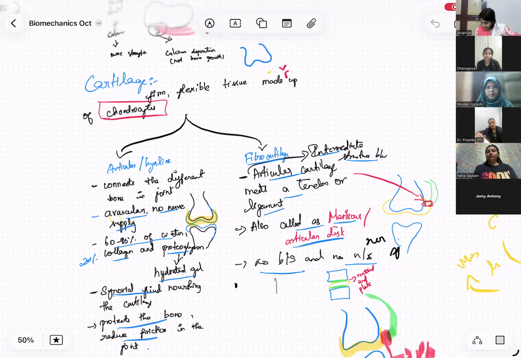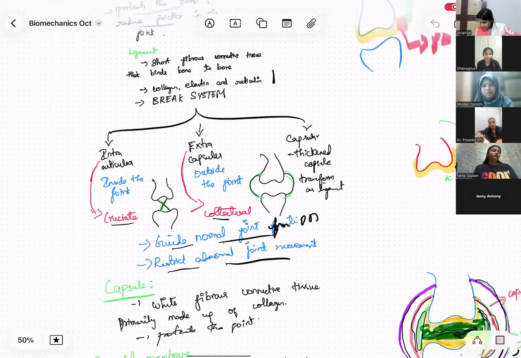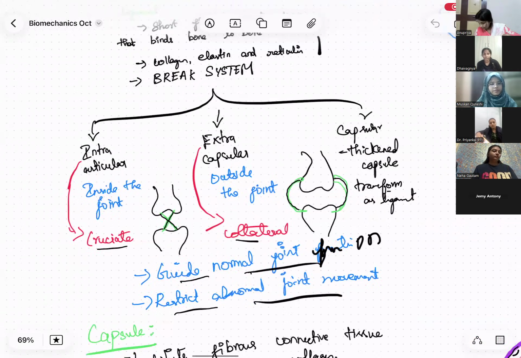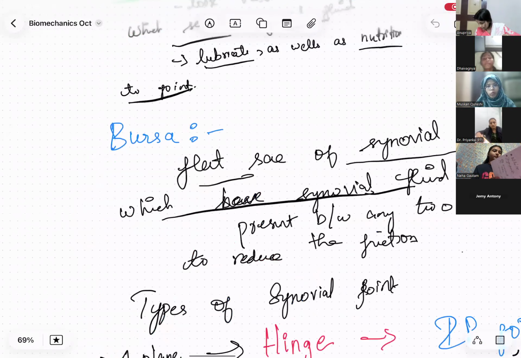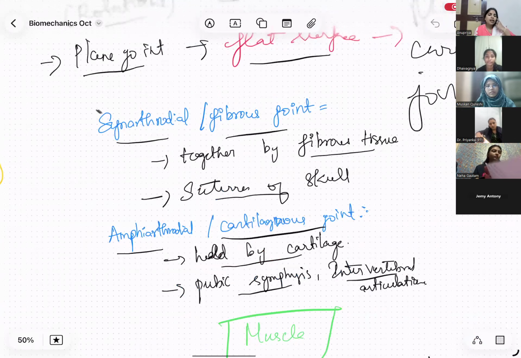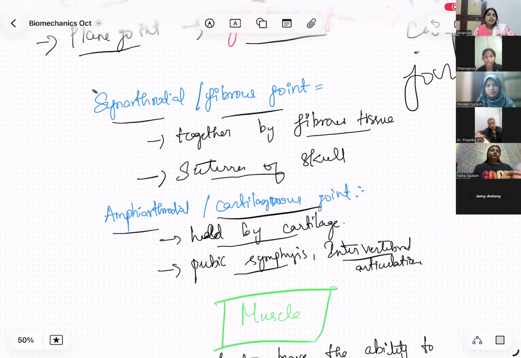I hope cartilage we have done. Ligaments, guys. Yes, ma'am. Three types of ligaments. Perfect. Okay. Capsule, bursa, types of joint. What is their range of motion? What is an arthrodial joint? Amphiarthrodial joint is done? Yeah. Perfect.